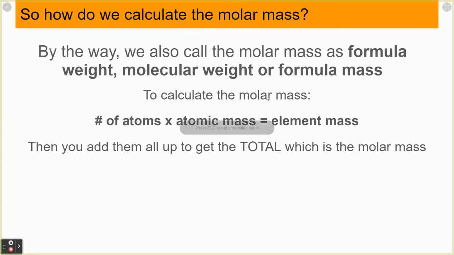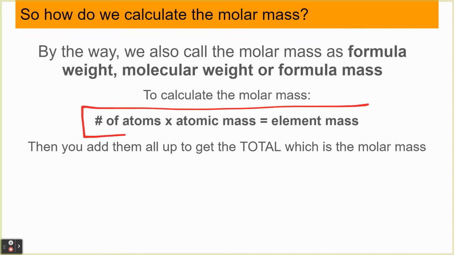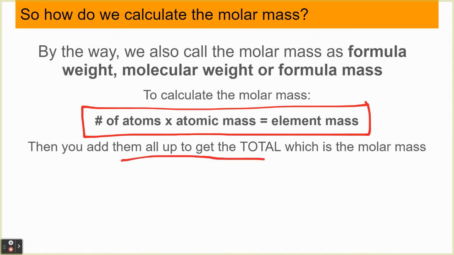It's easy. When you look at a formula, you look at each atom, each element, and then you count the number of atoms for each element. Okay, multiply its atomic by its atomic mass to get the element mass, the mass for that element, and then you add them all up to get the total, which is your molar mass. Again, when you look at the formula, for every element you count the number of atoms, okay, multiply it by its atomic mass.